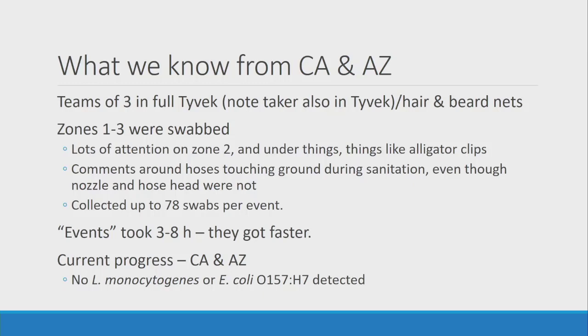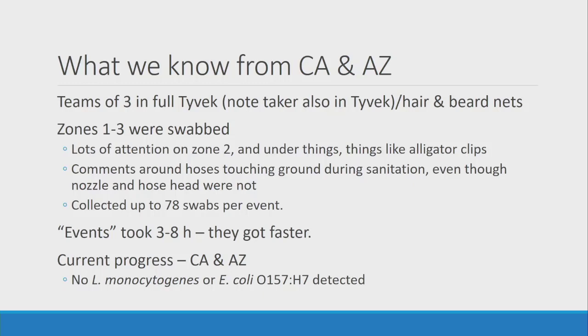They've been collecting up to 78 swabs, not the 60-some they originally said they would do. And the events originally took as long as 8 hours. They've gotten faster. They're down to about 3 hours. So yay, FDA is getting faster.